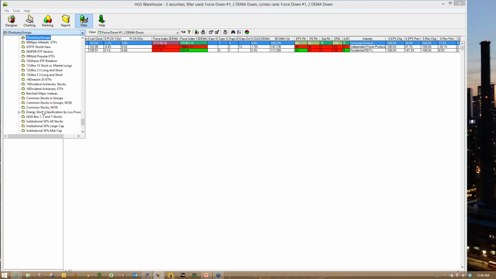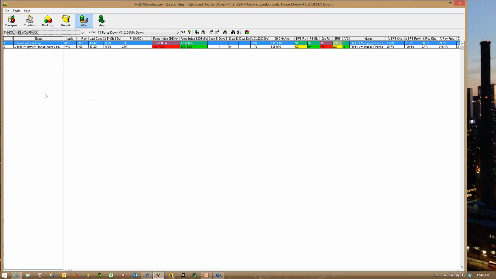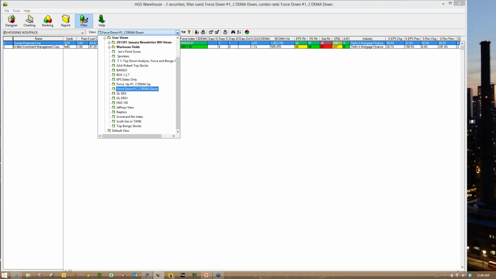One of the things that HGSI allows you to do is to make your own user groups and make your own indexes. So what I did last week is I took a lot of those home building stocks that I thought were, take off my filter.